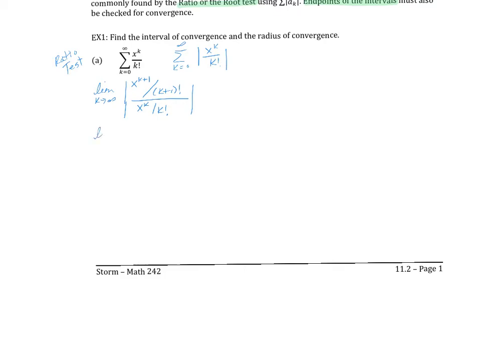Now I'm going to rewrite this. I wonder if I have enough space. So that it's x to the k. The k plus 1 means it's x to the k times x, sorry, over k plus 1 factorial times the reciprocal, which would be k factorial over x to the k. So you can see that the x to the k will cancel.